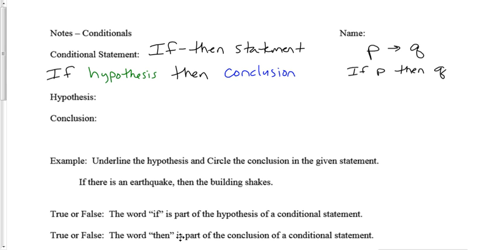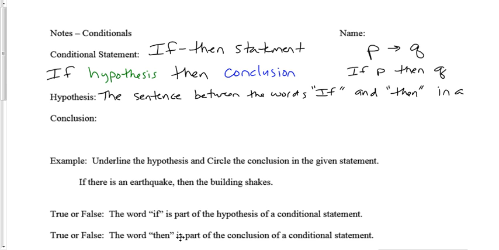The hypothesis of an if-then statement is the sentence between the if and the then. So let's go ahead and write that down. It's a sentence all by itself, and it is between the words if and then in a conditional. If I'm writing too fast for you, pause when I'm finished so that you can continue writing so you don't miss the next thing that I do.